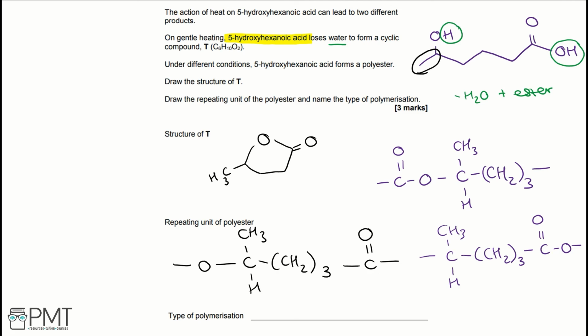Now, because we're producing water, the type of polymerization that this is, is condensation. There are two types, there's condensation and addition, and this one is condensation. To get the 3 marks for this question, you get a mark for the correct structure of T, a mark for the correct repeating polyester unit, and a mark for the correct name of the polymerization, so condensation.